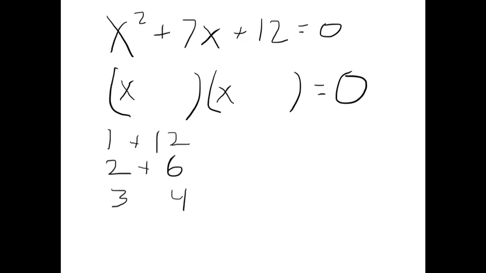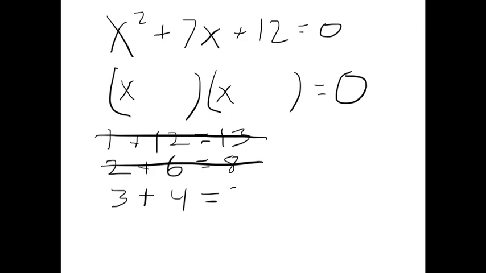So, examining these down here, I'm going to do this the long way, but it probably jumps out at you already. 1 plus 12 is 13, not 7. 2 plus 6 is 8, not 7. But 3 plus 4 equals 7. So those are the numbers that I'm going to use. This is x plus 3, and this is x plus 4. Or we could do it backwards. Because multiplication is commutative, it doesn't matter what order we do these in. This could be x plus 4, and this could be x plus 3. Both ways would work.